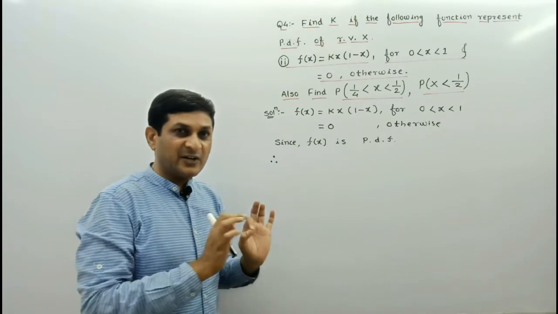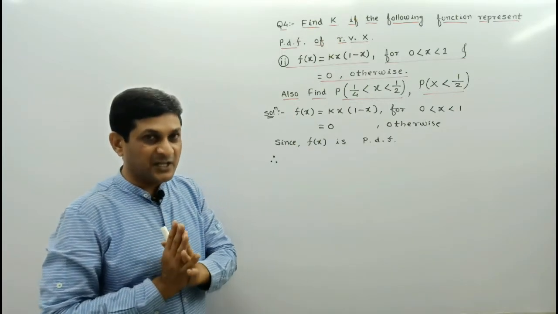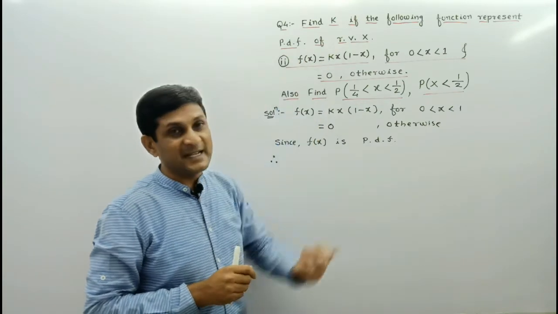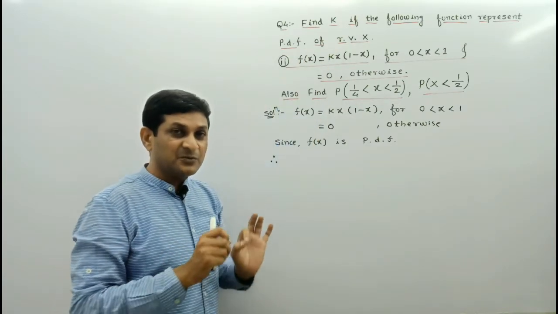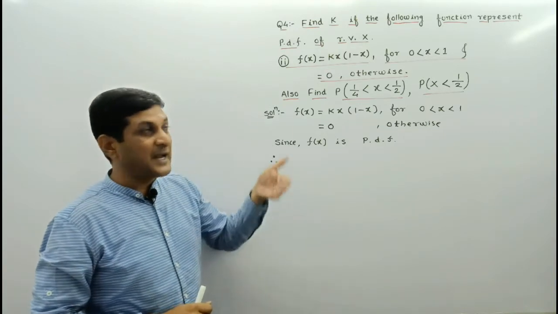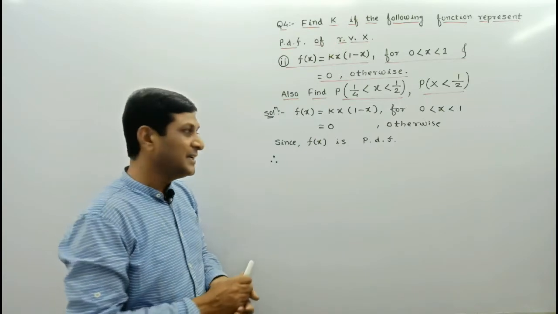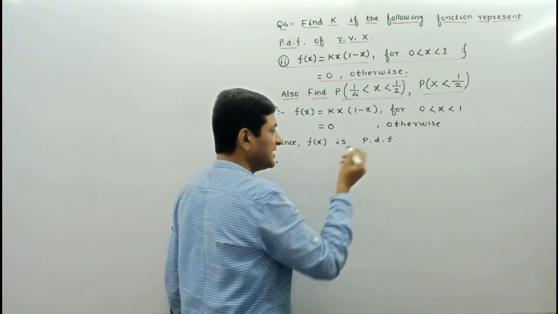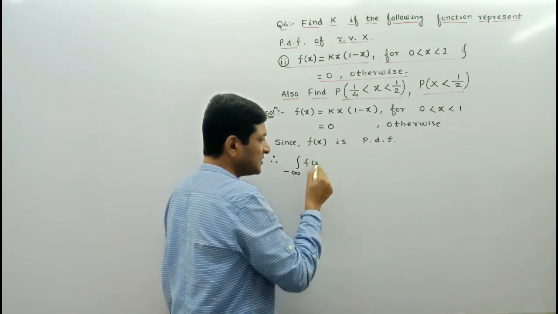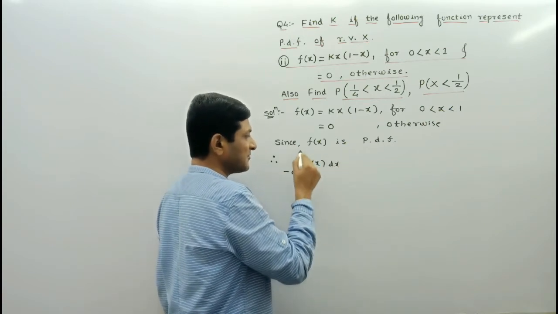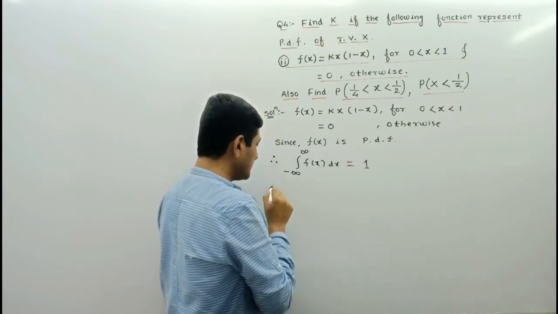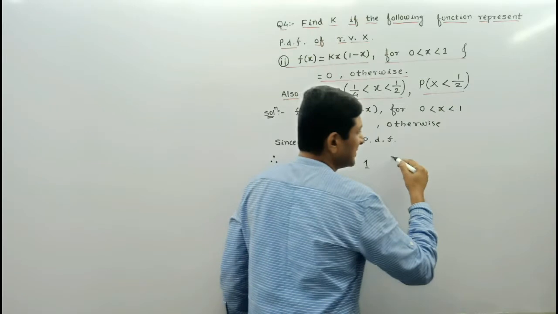First we are trying to find out value of k using given condition. What is the first given condition? This f of x is probability density function. Using this we are trying to find out value of k. Same method we are applying which we have applied in the first part of this question. So here f of x is probability density function. That's why we can say that integration of f of x dx, if limits are from minus infinity to plus infinity, will be equals to 1. So therefore now here we have to split up this interval.